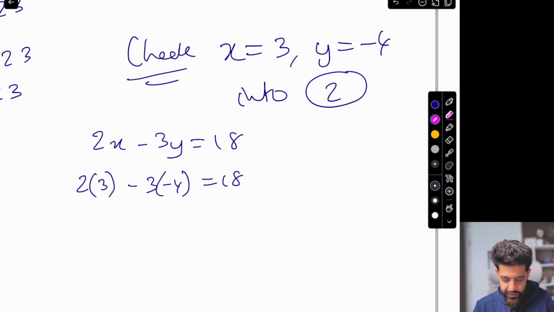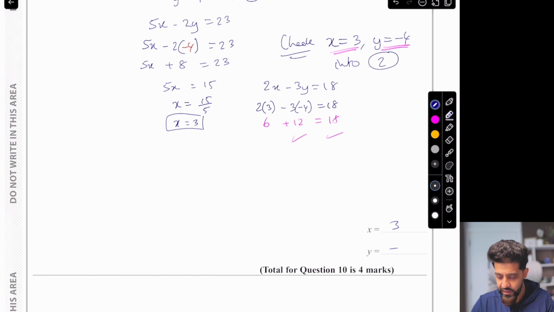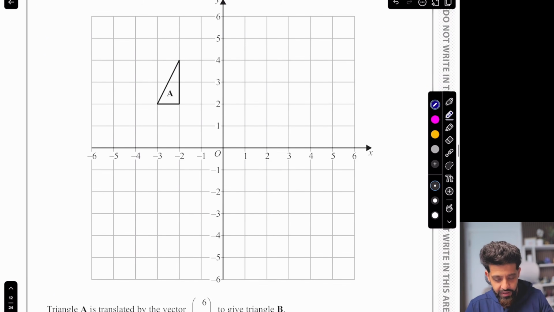And what is 2 times 3? So 2 times 3 is 6. Minus 3 times minus 4 is plus 12. Does 6 plus 12 equal 18? Yes, it does. It means my solutions for x equals 3 and y equals minus 4 are correct. So 3 and minus 4. Okay, there's your confirmation. In the exam, make sure you do this check.